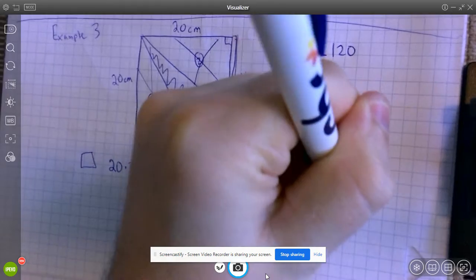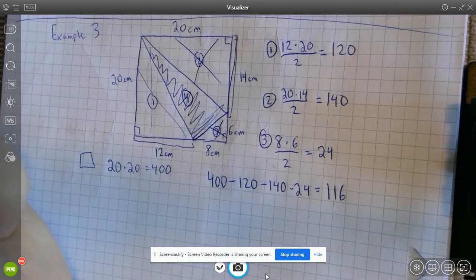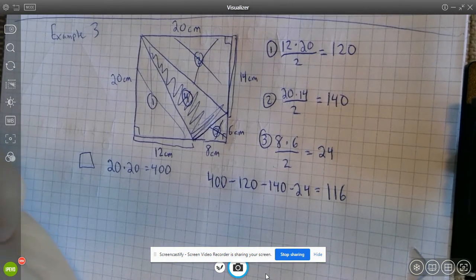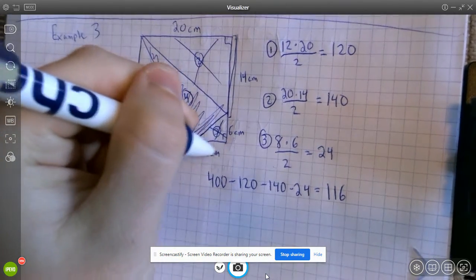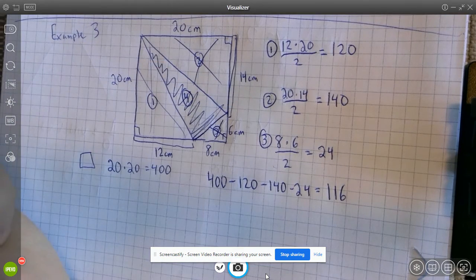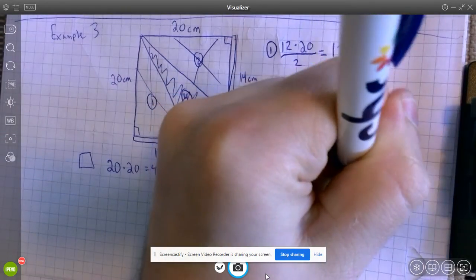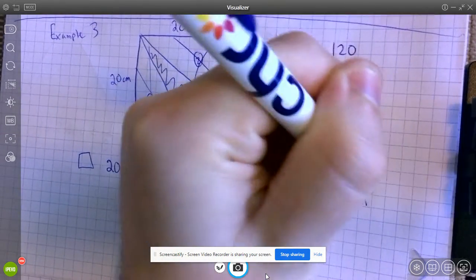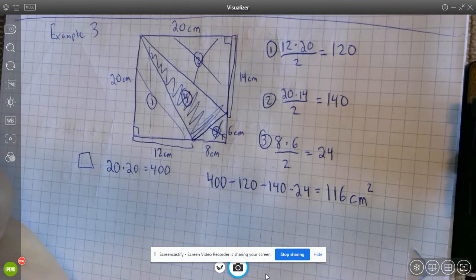And when we subtract all of that, 400 minus 120, 140, and 24, we get a grand total of 116. If we're talking about area, and we know that we're talking about centimeters here, what should be the label on this 116? Our area should be 116 square centimeters, or centimeters squared.